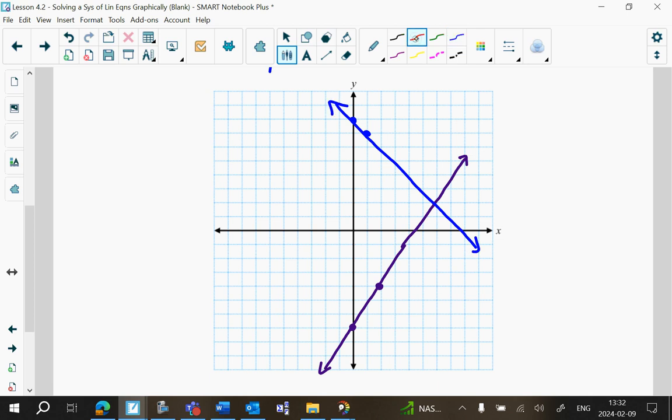And that should give me a nice point of intersection, no fractions, at the point 6, 2. So you can write your final answer as 6, 2, or you can separate it by doing x equals 6, y equals 2. Okay?